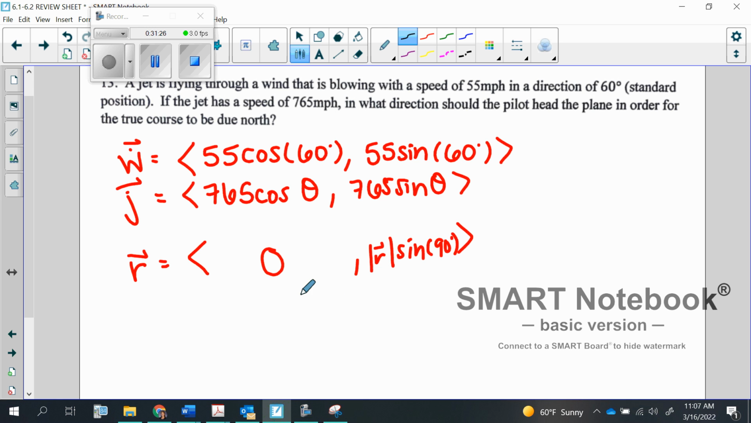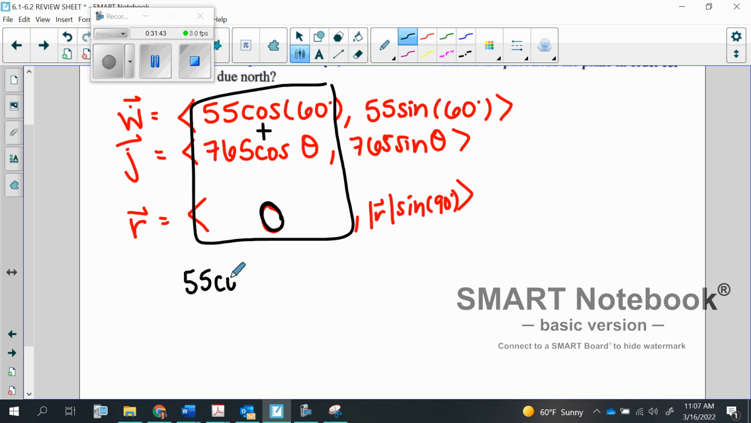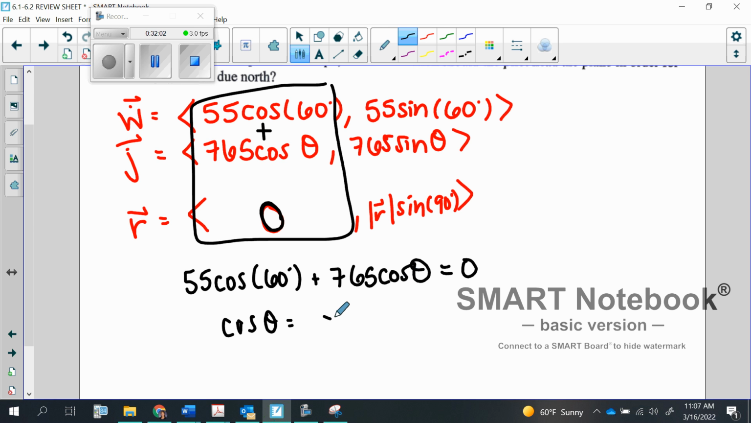So to approach this, we really don't need the second part of the equation. We can just use the x components. When we find the resultant, we add the wind and the jet together, and we know that if we're going to head due north, our x component has to be 0. So we'll have 55 cosine of 60, and you could calculate this if you want to, plus 765 cosine of theta, and that has to equal 0. So the only variable in this equation is theta. So if I simplify and solve, cosine of theta is equal to negative 27.5 divided by 765.